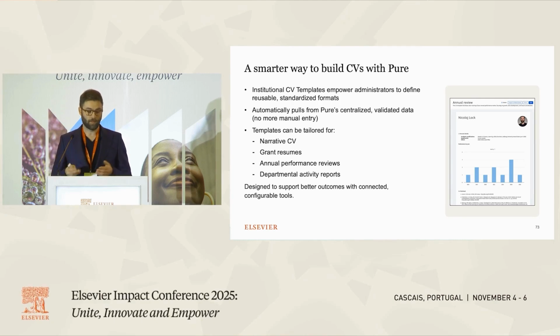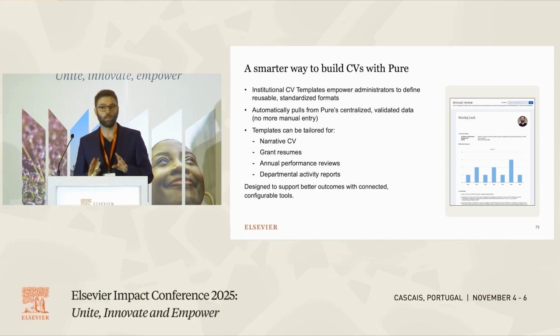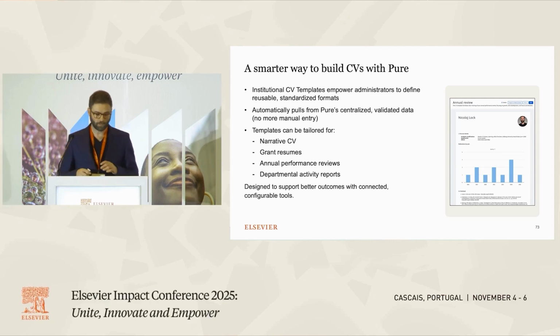So these can be used in a set of different options, right? It could be a narrative CV. We have options for the researchers to enter in text, so if they are more text heavy, we can accommodate that. It could be application resumes, right? It could be annual reviews, department activity reports, and so on. There is really a lot of usage here. And I am going to show some examples on this as well.